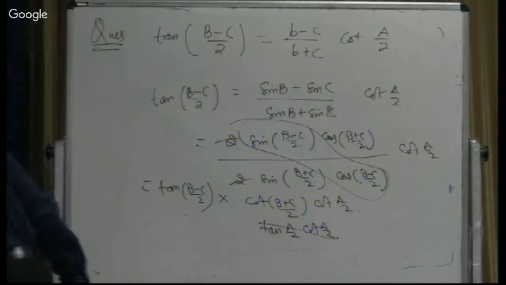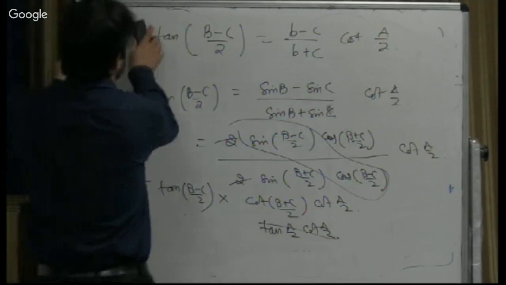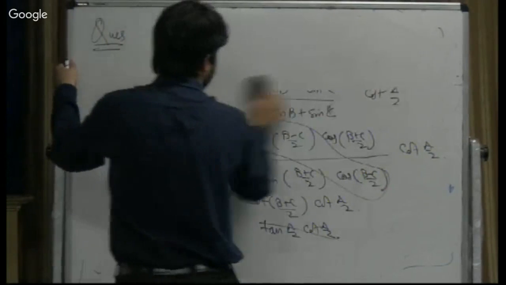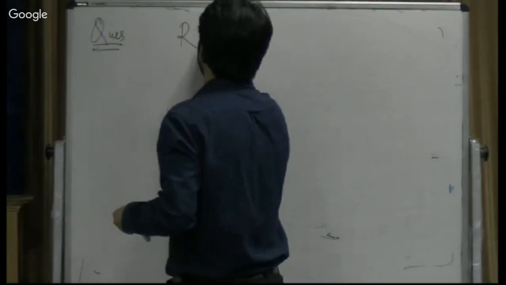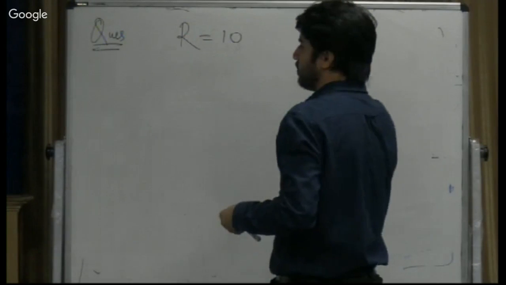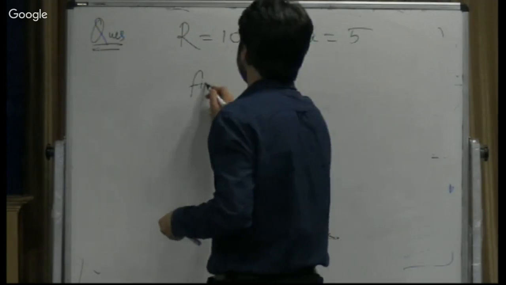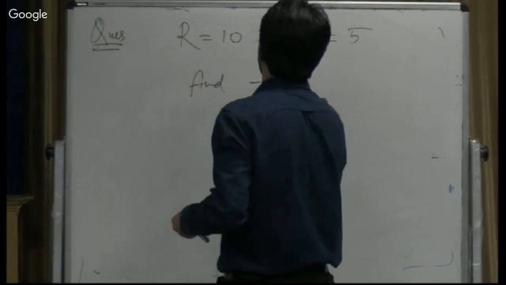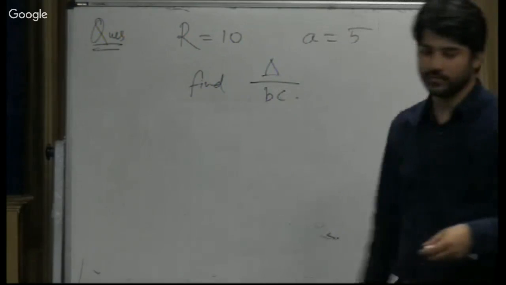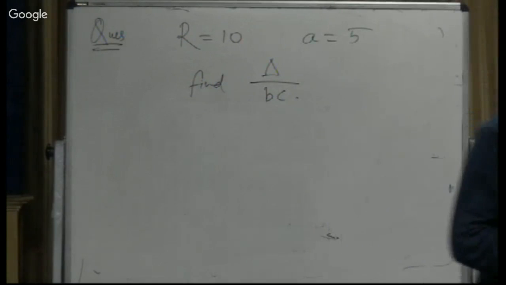Do the third question. The question says the circumradius is 10 and a is 5. Capital R is 10 and a is 5. Find triangle area of ABC. बताओ जल्दी से. 2 minutes. Solve it.